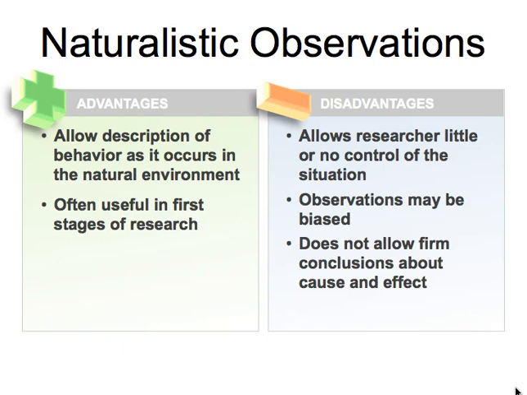Observational studies are all about watching people, and there are two types. Naturalistic, also known as field observations, is a study where a researcher observes the subject in its natural environment. This is basically what Jane Goodall did. She observed chimpanzees in their natural environment and drew conclusions from this.